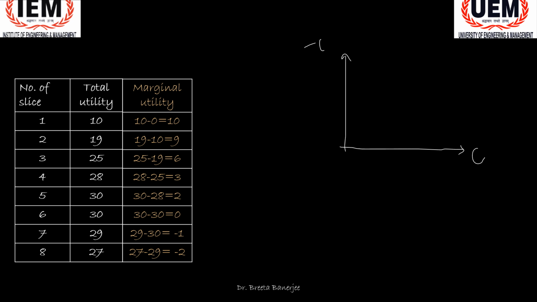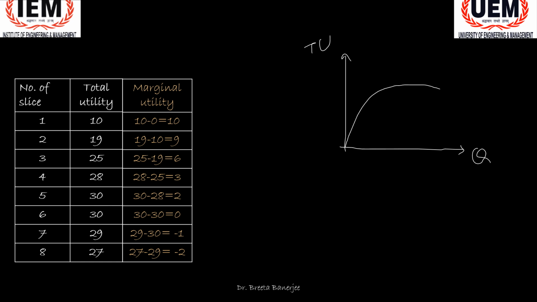It will start from 0, because 0 consumption gives 0 utility, as we are measuring consumption on the horizontal axis and total utility on the vertical axis. It will go up like this, get stagnant here, and then eventually come down.